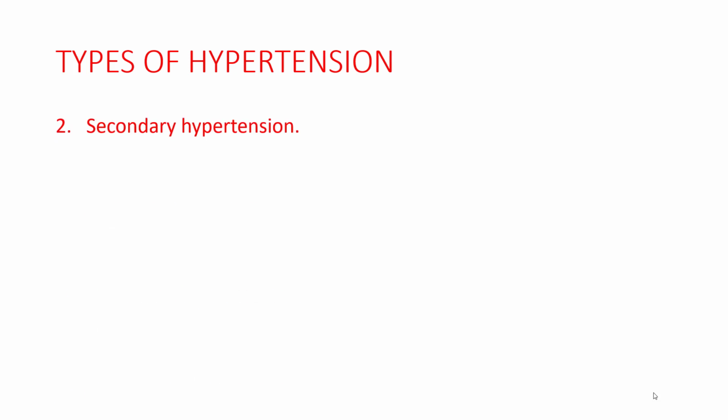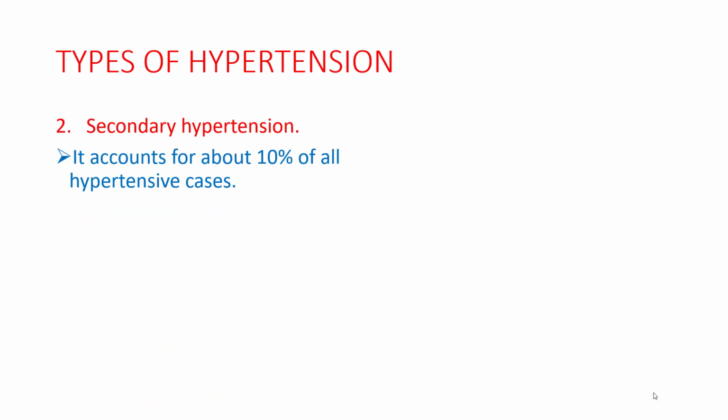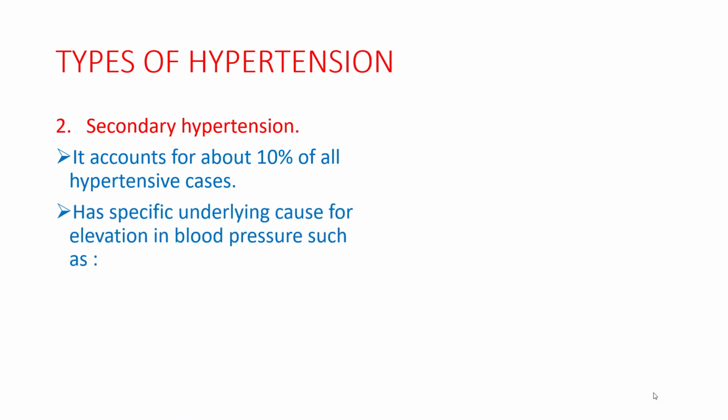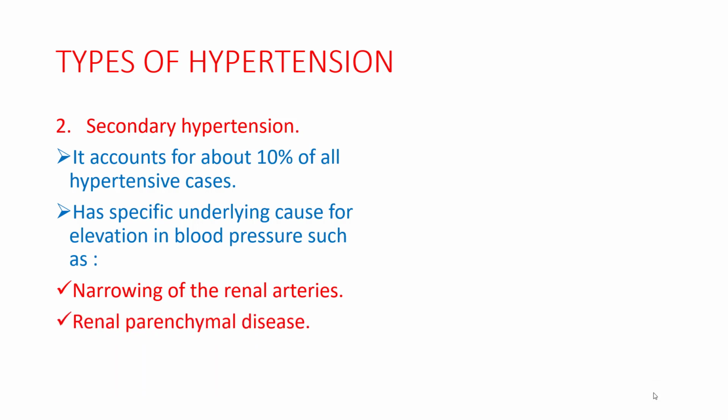Now, let's move to secondary hypertension. Unlike primary hypertension, which accounts for about 90%, secondary hypertension accounts for about 10% of all hypertensive cases. And secondary hypertension also has a specific underlying cause for elevation in blood pressure, which may include narrowing of the renal arteries. The first cause for secondary hypertension, we have narrowing of the renal arteries.